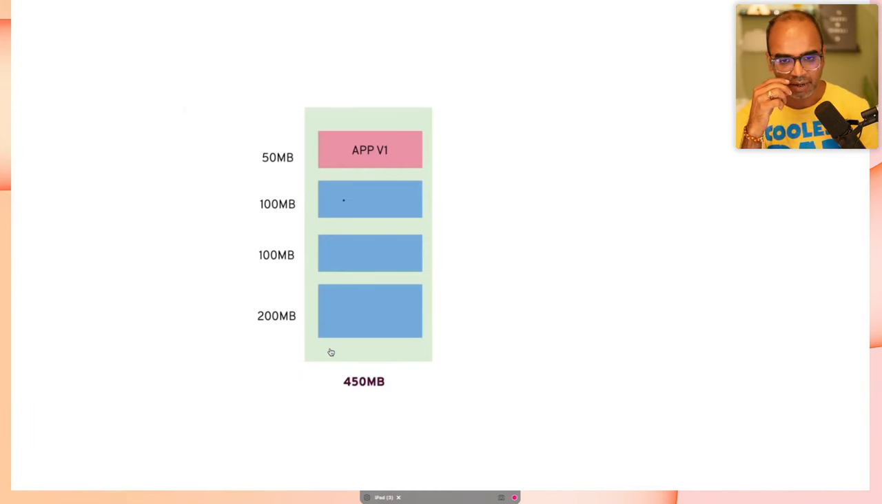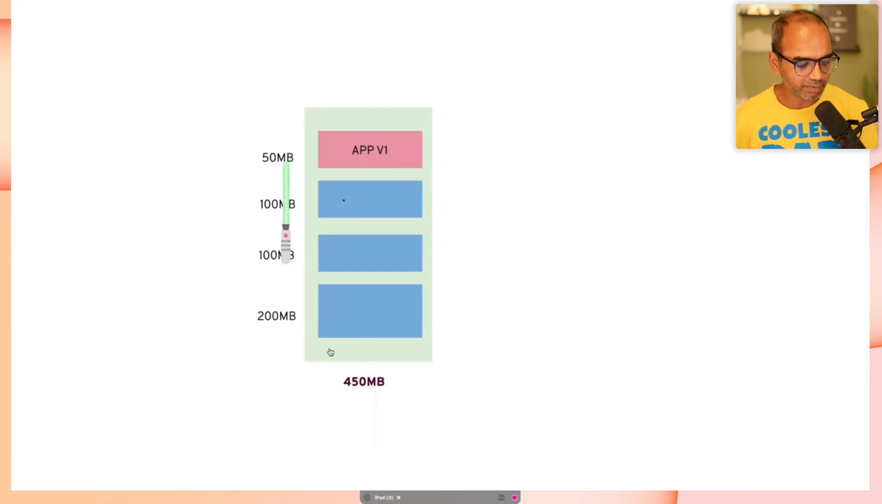Let's say you need an image to run a VM. And let's say you are building or deploying an application in an immutable manner. So every time there is a change to the application, you are creating a new image and replacing the existing one with a new one, right? So let's say your VM image is about 450 MB. What is it made up of?